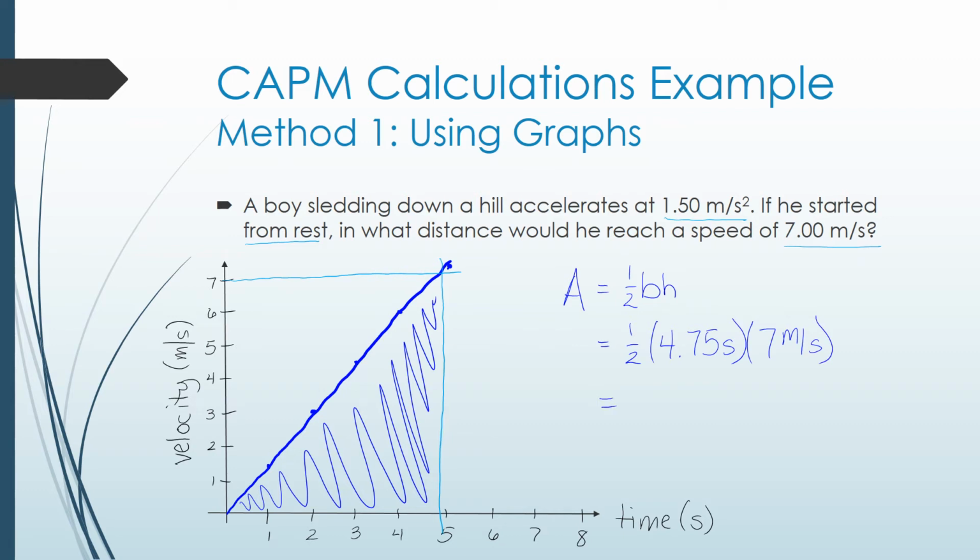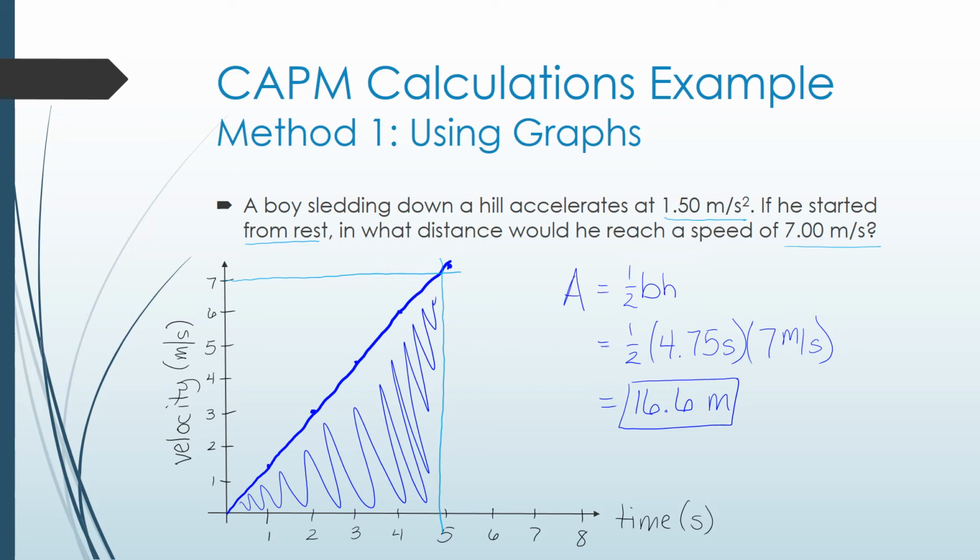When I multiply this out in my calculator, I get 16.6. And notice if I were to multiply those units out, I'd get meters. There's the answer to my question. He goes 16.6 meters when he reaches that speed of 7 meters per second. So this was an example of using method 1, how to use graphs to calculate our unknown value. And it makes sense to go 16.6 meters as he's going downhill.